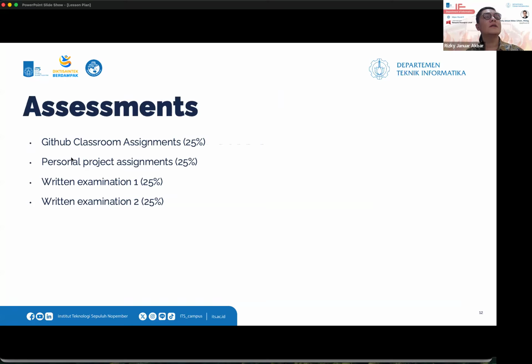Okay, the assessment: week by week I will give you GitHub Classroom assignments. For example, implementing dependency injection. I will give you a GitHub repository containing the starter code, and you have to refactor the existing code to implement dependency injection, for example.